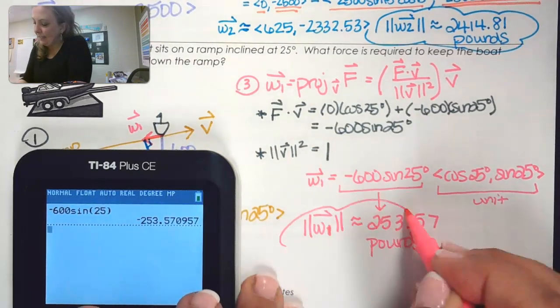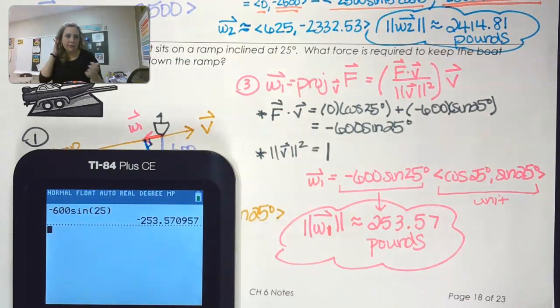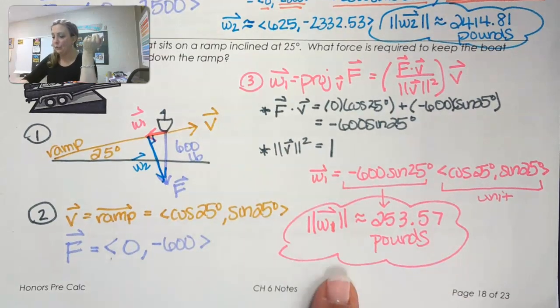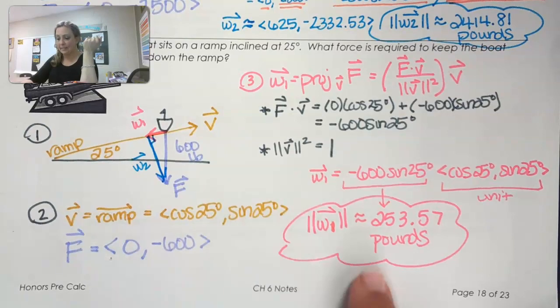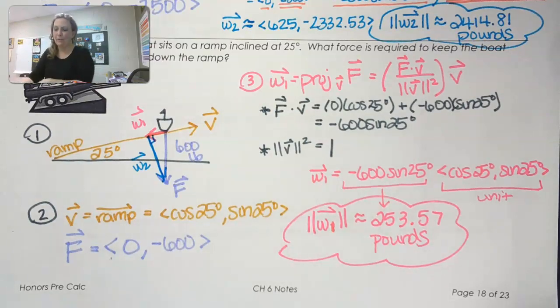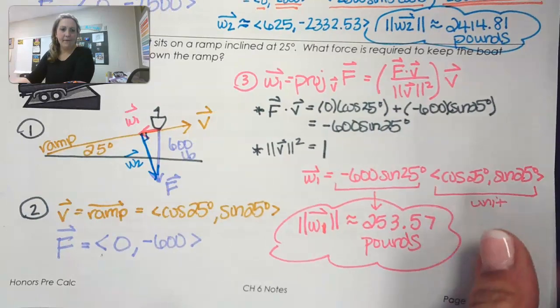So you guys can see that these mirror each other. You know what I mean? They're very similar. Once you do one of these ramp problems, you get the gist of it. So see if you can practice some. And I have an extra practice worksheet for you guys as well. Okay. Again, if we wanted to find W2, we could take F minus W1, find that, and then find the magnitude to see what the force perpendicular to the hill would be. But usually we stop here. Okay. All right.